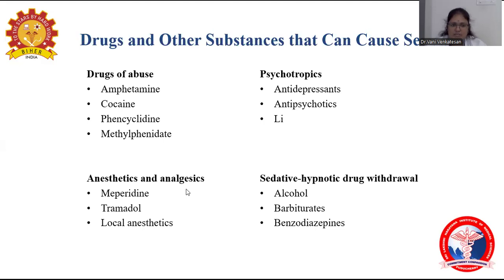Anesthetic agents like meperidine, tramadol, and local anesthetics can cause seizure on sudden withdrawal. Psychotropic agents like antidepressants, antipsychotics, and lithium can cause seizure on stoppage. Sedative and hypnotic drugs like alcohol, barbiturates, and benzodiazepines can also induce seizure on sudden stoppage.